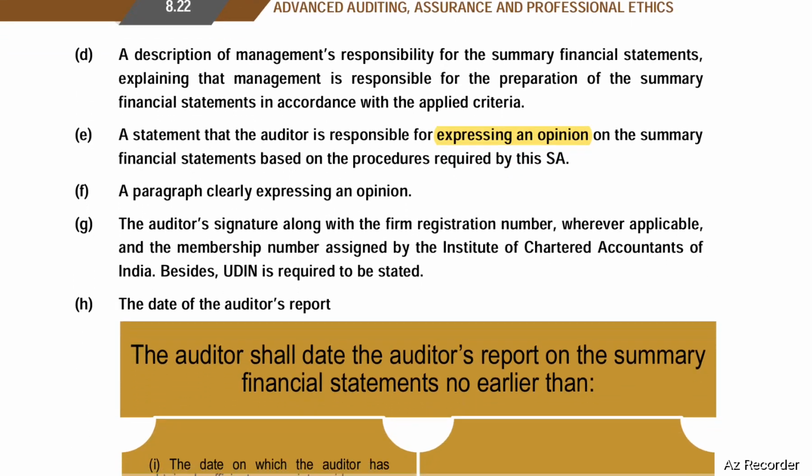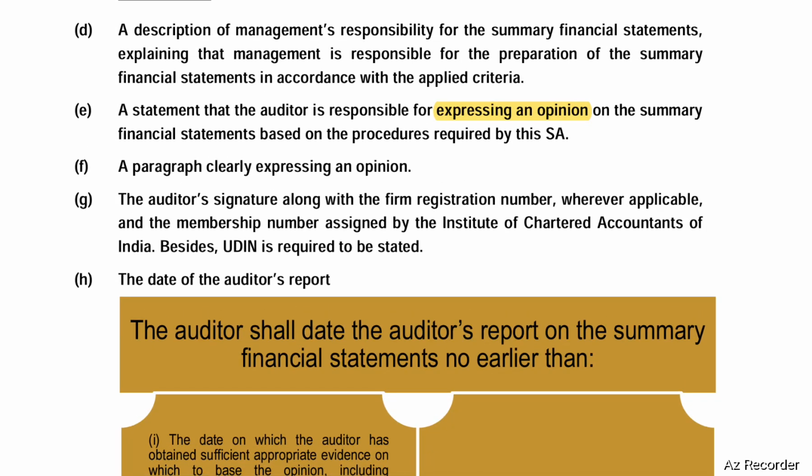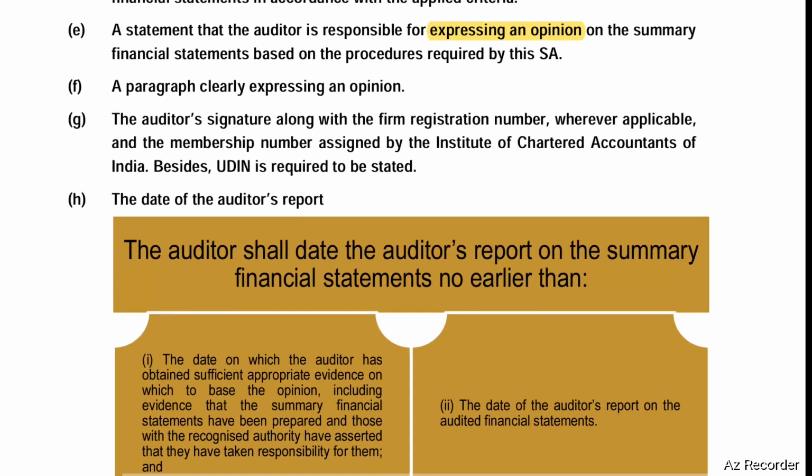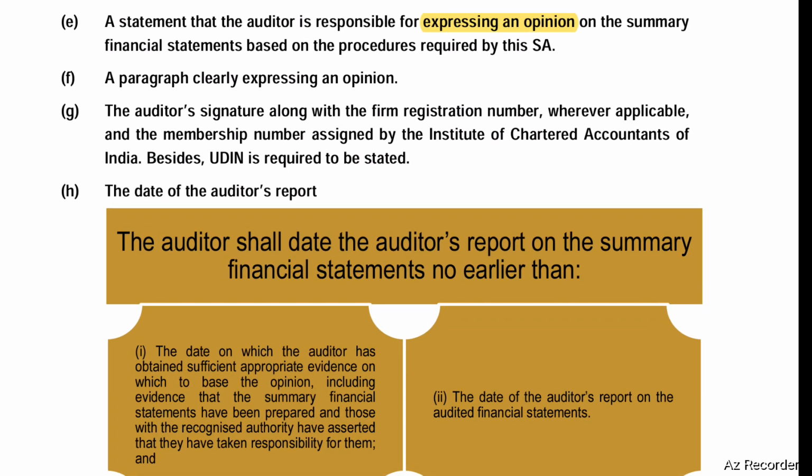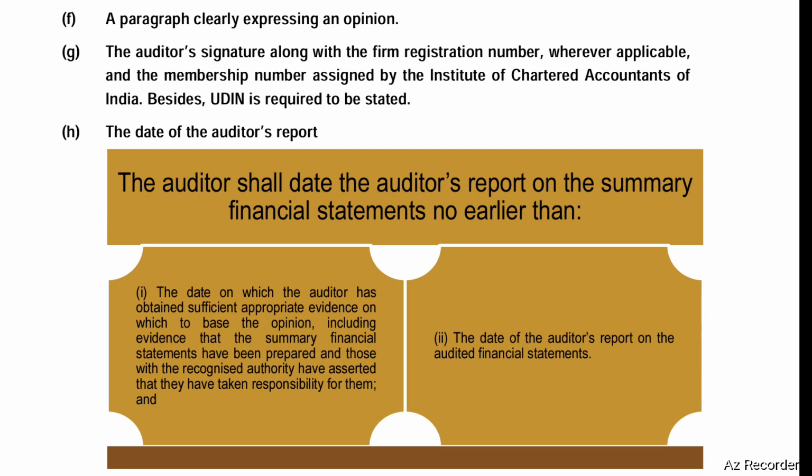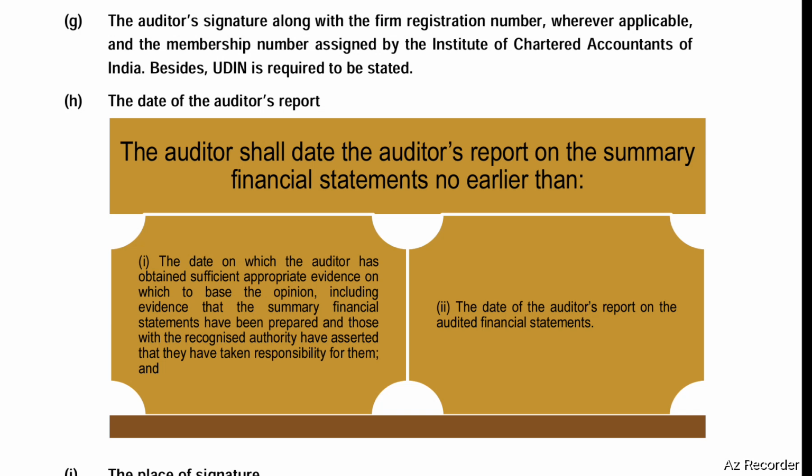A description of management's responsibility for the summary financial statements, explaining that management is responsible for the preparation of the summary financial statements in accordance with the applied criteria. A statement that the auditor is responsible for expressing an opinion on the summary financial statements based on the procedures required by this standard. A paragraph clearly expressing an opinion, the auditor's signature, along with the firm's registration number, wherever applicable, and the membership number assigned by ICAI. Besides, UDIN is required to be stated.